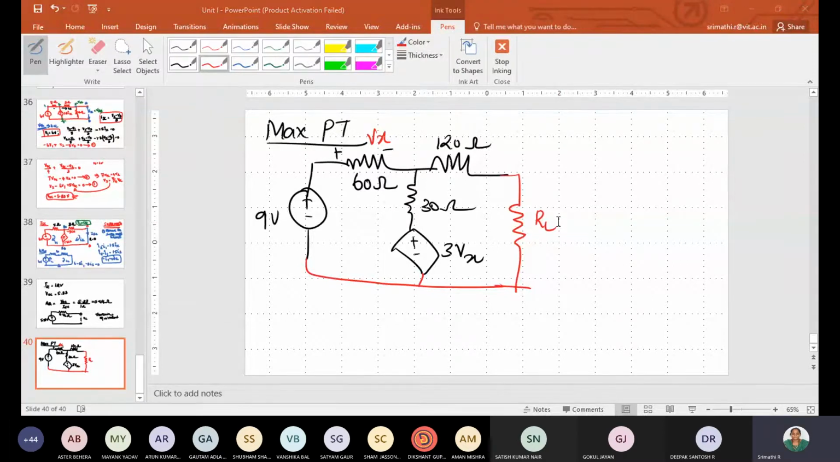So determine the value of RL. Please note on the problem. Determine the value of RL that will draw maximum power from the rest of the circuit shown in the figure. Calculate the maximum power.